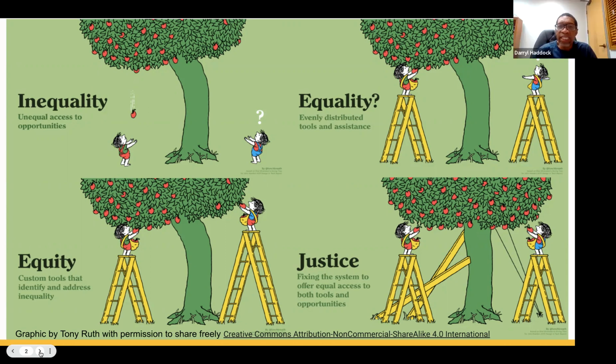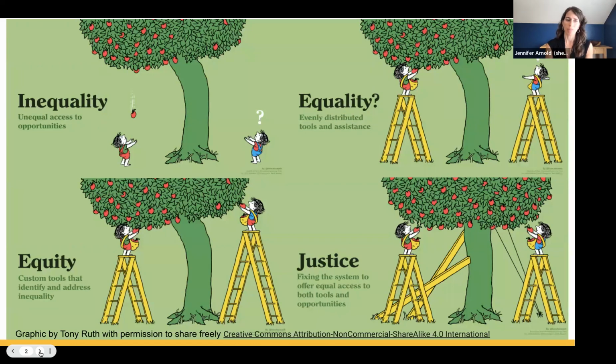And you can see in the representation for equality that we provided equal access, apparently, to the top of the tree. But because of the tree's orientation, there are some individuals who still cannot access those resources or opportunities. And there's still even less on the side of that individual if they were even able to attain them. And so that emphasis is on equal access or equal ladders, but that doesn't reach the equal outcomes.